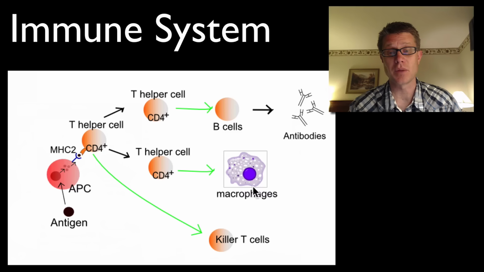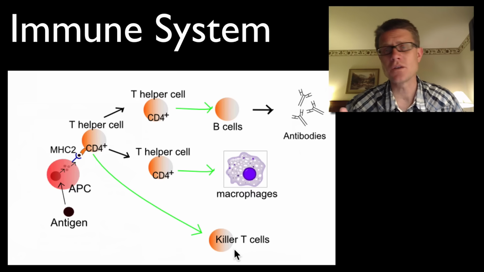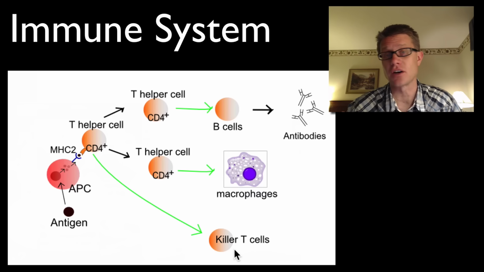It makes it easy for other macrophages to find it. What else does the helper T activate? It activates these killer T cells. Those killer Ts are going to find cells that are already infected and kill the infection there.